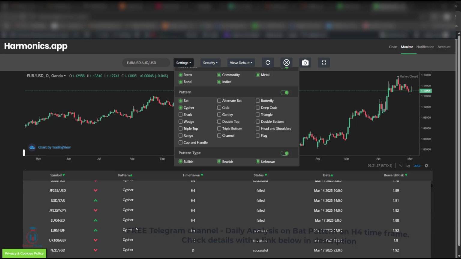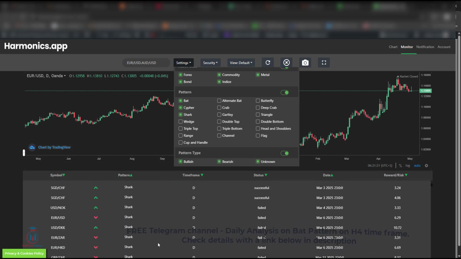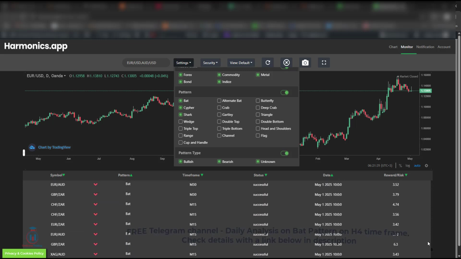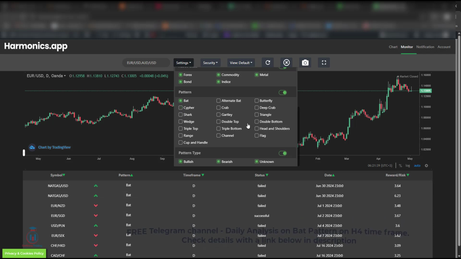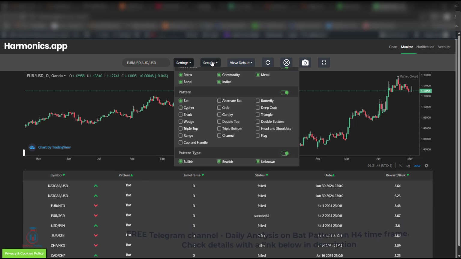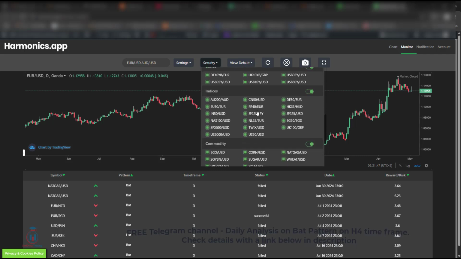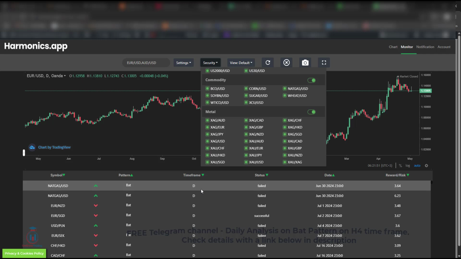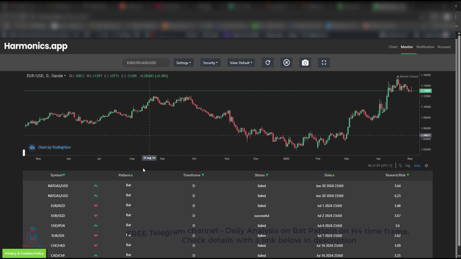It will have a Cypher pattern, and also, for example, a Shark pattern. You can add more of these patterns inside the list, so you can see all of them listed here. When you have selected all of the patterns that you would like, you can go into more detail about which symbols you would like to select. I have selected all of them, so the Harmonic SEP scanner will populate all the details inside this table for all these symbols for the patterns I have selected.